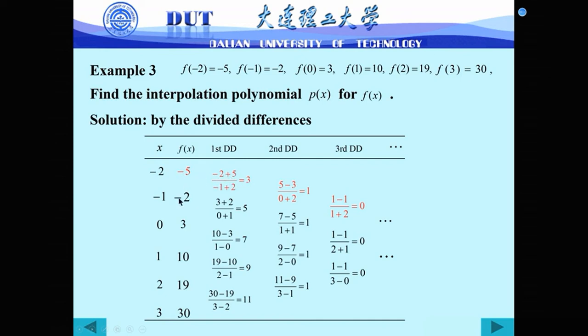First divided difference. We use minus 2 minus minus 5, divided by minus 1 minus minus 2. It's okay? So it is 3. Check. Next, this term: 3 minus minus 2, divided by 0 minus minus 1. So it is 5, right? And by these two terms, we can compute the second divided difference: 5 minus 3, divided by 0 minus minus 2, so it is 1. It's okay? And we add this new node, 1 and 10, so 10 minus 3, divided by 1 minus 0, so it is 7.